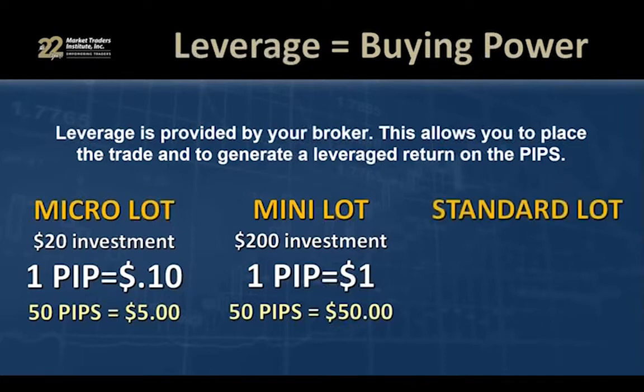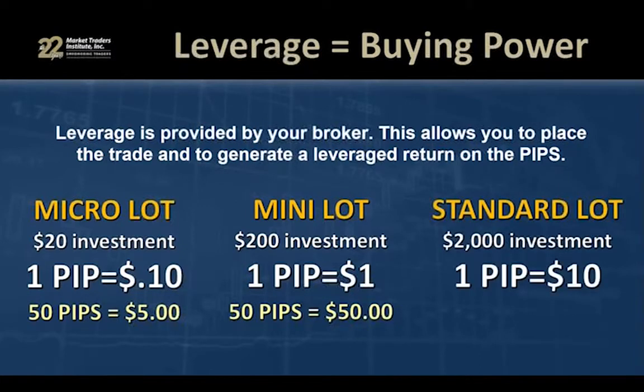Now we also have what's called a standard lot. A standard lot is the standard by which most traders strive to trade in this market. A standard lot is about a $2,000 investment from your trading account. Each pip is going to be worth about $10. So those 50 pips are now going to be worth about $500 in profit.